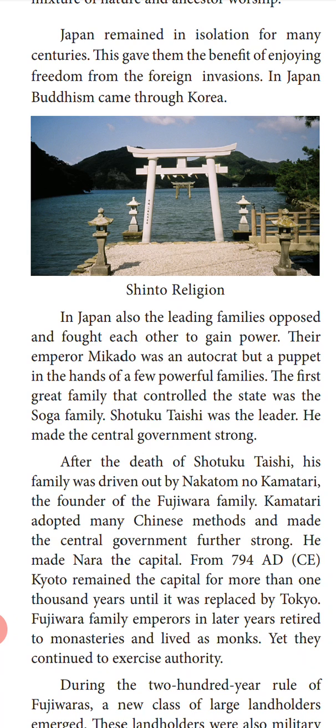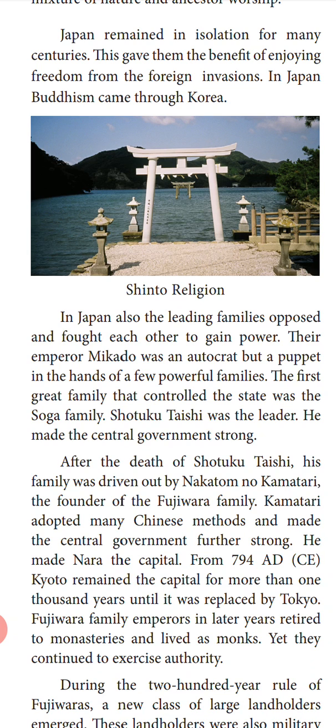From 794 AD, Kyoto remained the capital for more than 1000 years until it was replaced by Tokyo. Tokyo is at present the capital of Japan, isn't it, children? Till then Kyoto was the capital of Japan. Fujiwara family emperors in later years retired to monasteries and lived as monks.